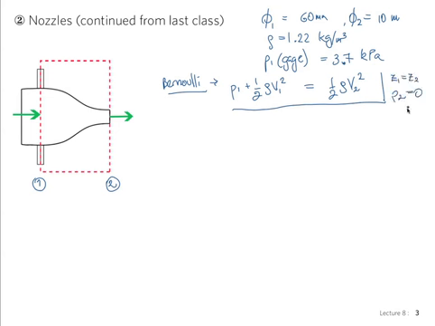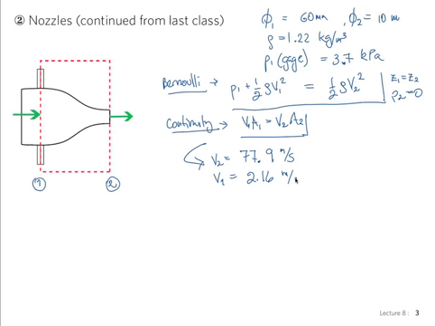So this was our Bernoulli equation for this situation, because Z1 equals Z2 and P2 equals 0. Then we used continuity, and we had V1A1 equal to V2A2. With these two equations, we were able to find V2 and V1, and that's where we left off at the end of last class. We found V2 is equal to 77.9 meters per second, and V1 is equal to 2.16. I didn't actually calculate it, but I told you that was the next step, and that was where we left off last class.